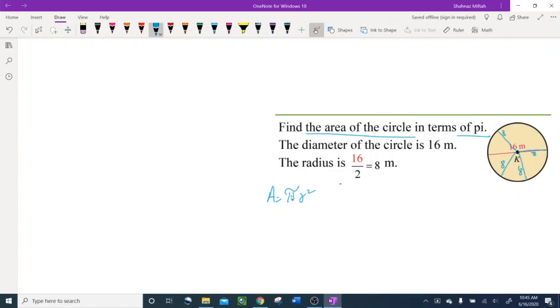Okay, so let's try and plug it in. A equals pi, they said in terms of pi, then I'm keeping the pi. Radius is 8, so 8 squared, it's going to give me 64 pi, and I'm leaving the pi alone because that's what they want.